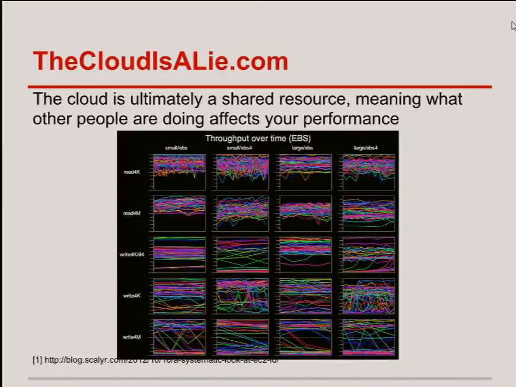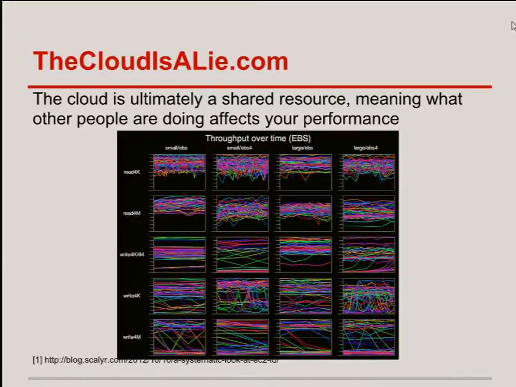Sure. Not exactly. This isn't my graph. This is data I got from someone else. Basically, they were doing performance testing on Amazon, in this case specifically EBS, which is their elastic block storage. And they spun up 200 instances and did performance tests with reads and writes at 4K, 4 megabytes, and so on, and then graphed the throughput they were getting. And rather than getting some consistent level, they would get these wild fluctuations all over the place. And some instances would just stop.